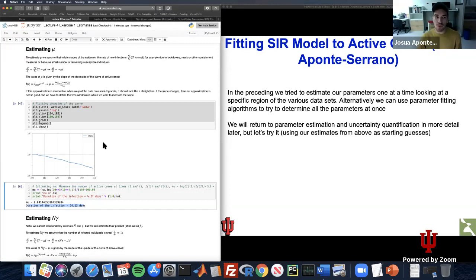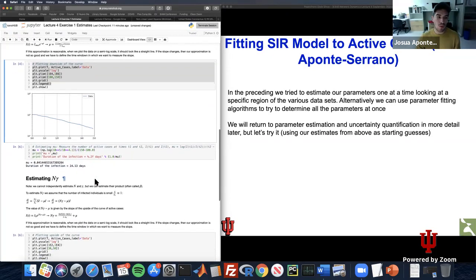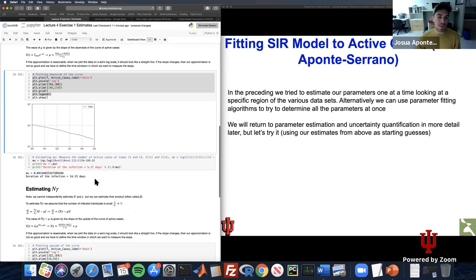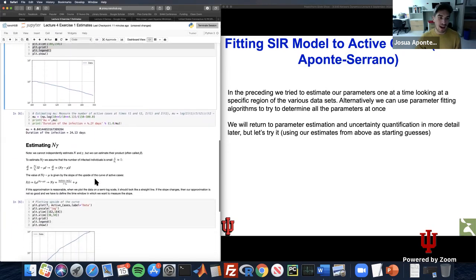Are there any questions up to here? Because we're going to apply the same to the upside of the curve. So I just want to make sure that everyone understands this part. Any questions? Okay.